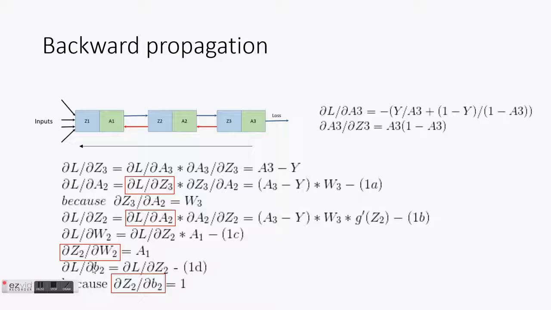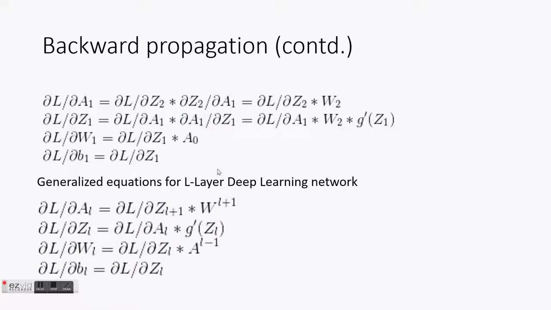And lastly, dou L by dou B2 is equal to dou L by dou Z2 into dou Z2 by dou B2, but since dou Z2 by dou B2 is equal to 1, we just leave it as dou L by dou Z2. Now let us take the first layer: dou L by dou A1 is equal to dou L by dou Z2 into dou Z2 by dou A1. We leave this term as it is, and dou Z2 by dou A1 is W2.